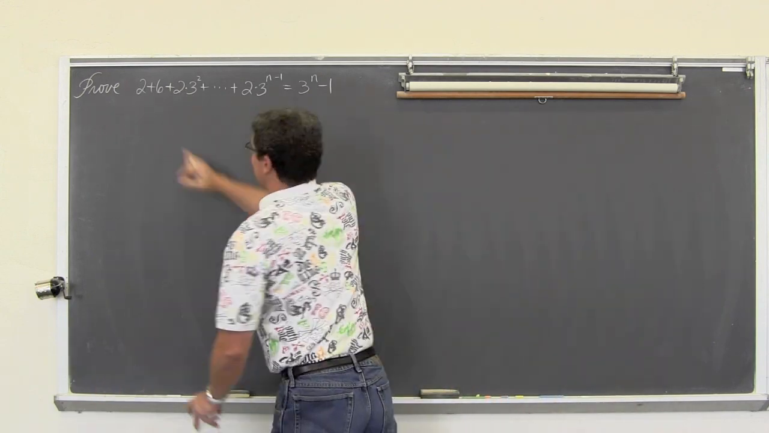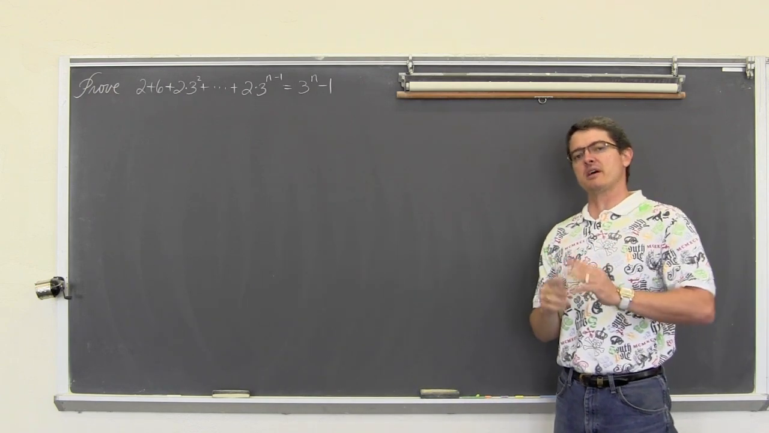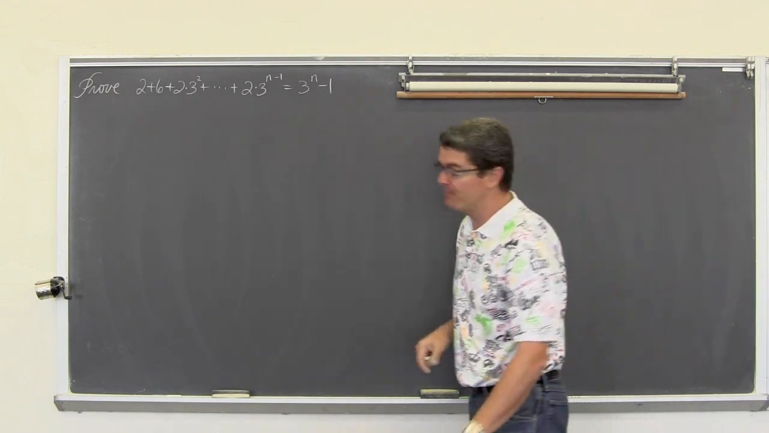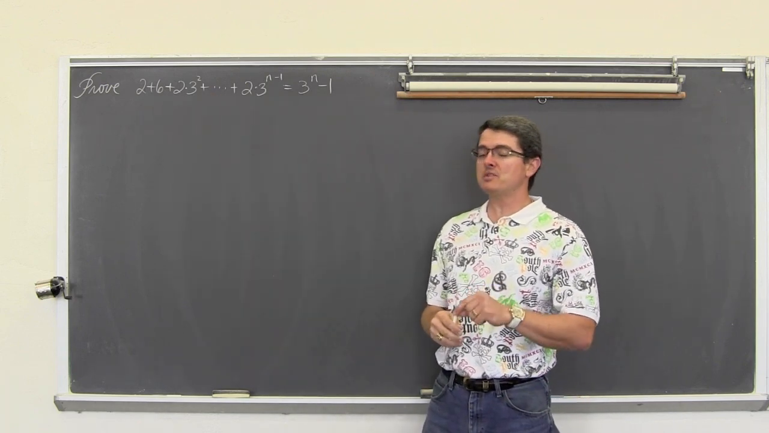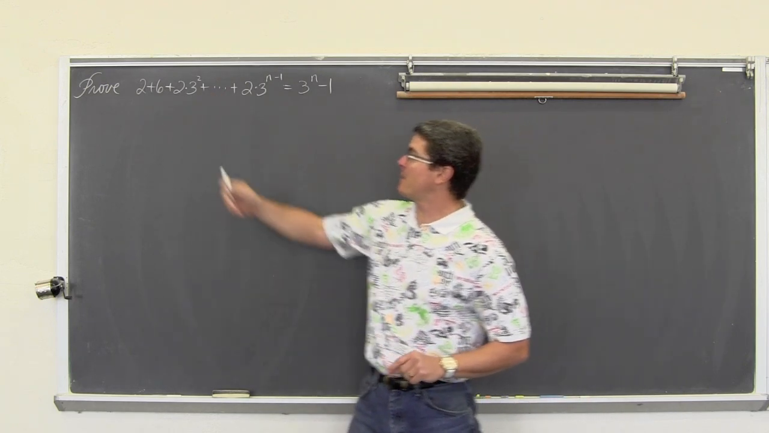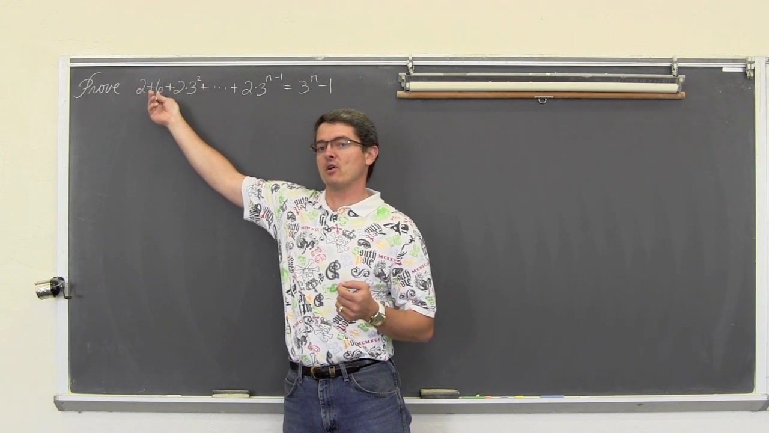Now, this one involves some exponents, so somewhere near the end we're going to have a little slowdown, a little discussion about how you work those out. So we're going to prove that 2 plus 6 plus 2 times 3 to the first. This happens to be 2, or second, excuse me. This happens to be 2 times 3 to the first.